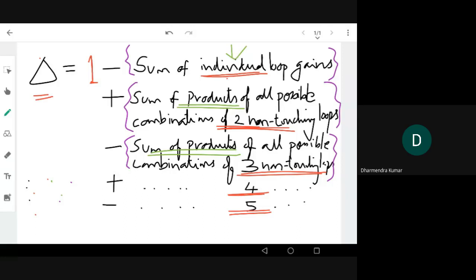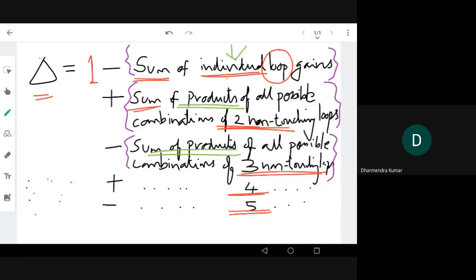We have a lot of paths, so a lot of loops also. Here loop is very important. We are taking the sum of individual loop gains. Quite a lot of loops are there. We are just taking the loop gains and adding them together. Right, sum. This is sum. Again, minus plus sum of the product.